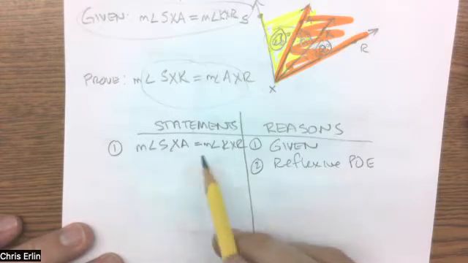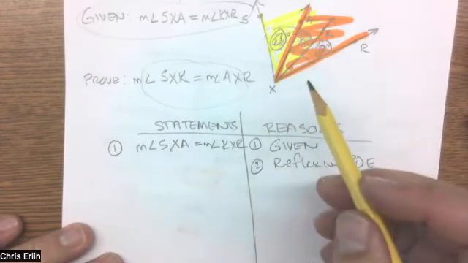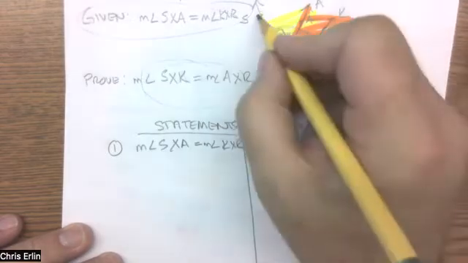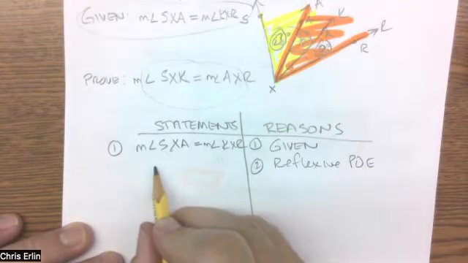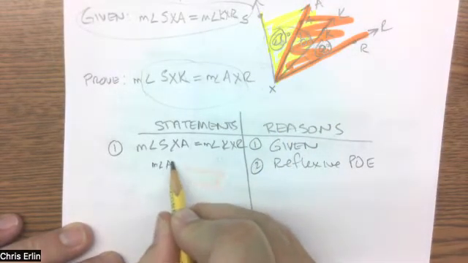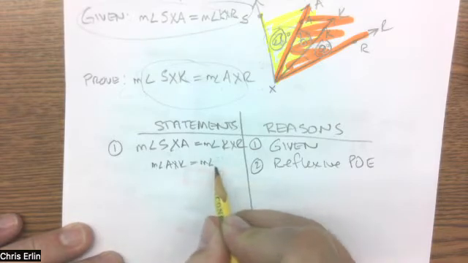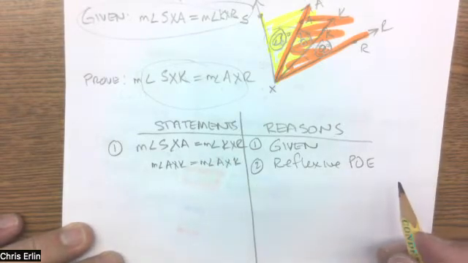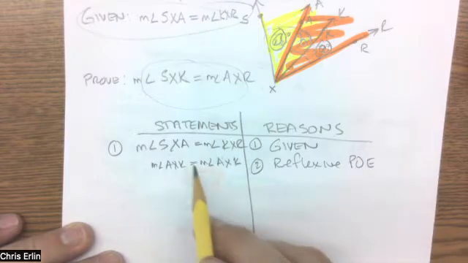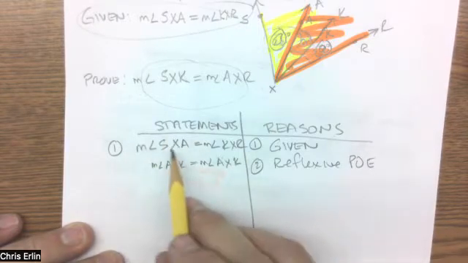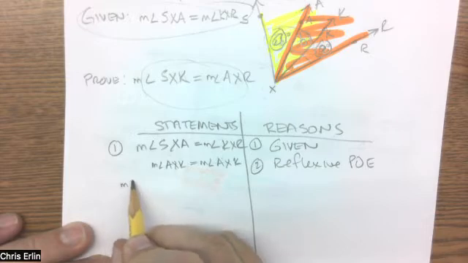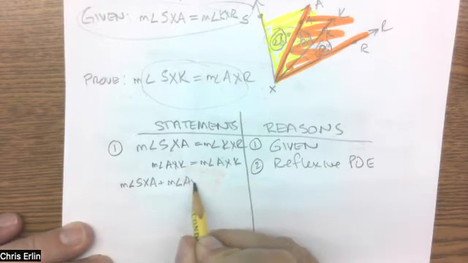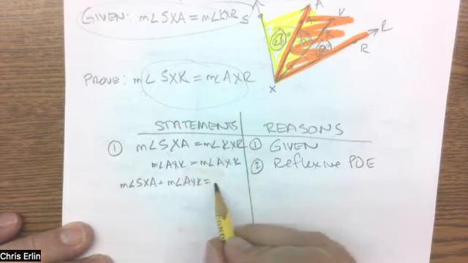What is it that we're going to be combining on both sides? Good. Hard to see what I have here. AXK, right? So let's say the measure of angle AXK is equal to the measure of angle AXK. So what happens if I add these two together? Measure of angle XSA plus measure of angle AXK equals these two added together.